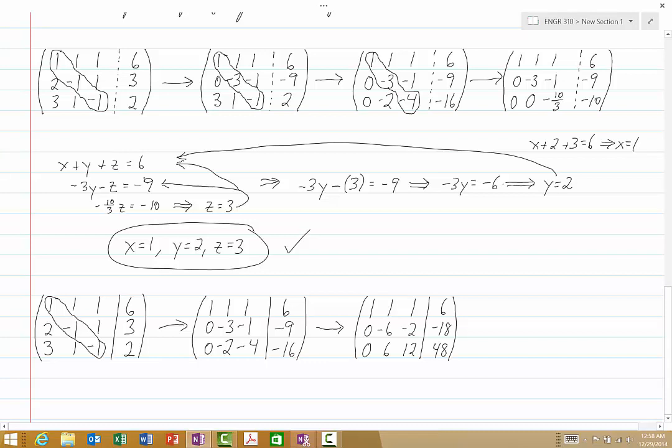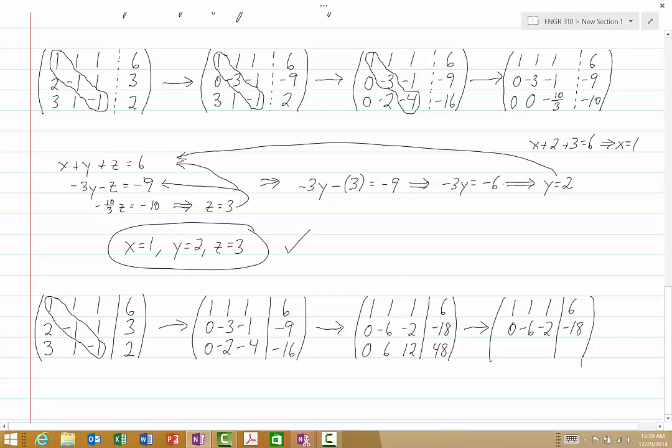And you can see why I chose those numbers. I chose to multiply the second row by 2 and the third row by negative 3, so that now I would have negative 6 and 6 in this position, and it makes it very simple for me to go ahead and do the next step. So I'll get 1, 1, 1, 6. And now for this next step, let's just go ahead. So we'll have 0, negative 6, negative 2, negative 18. And now we add the second row to the third row.